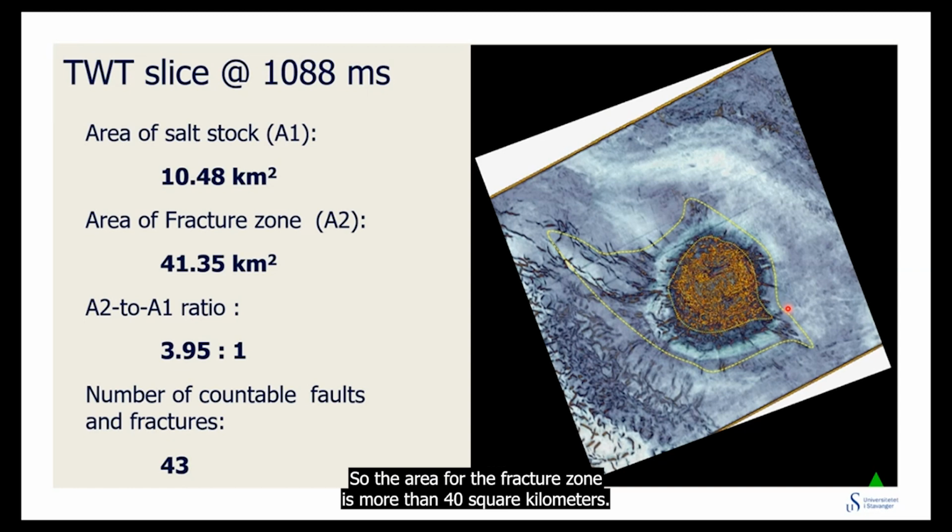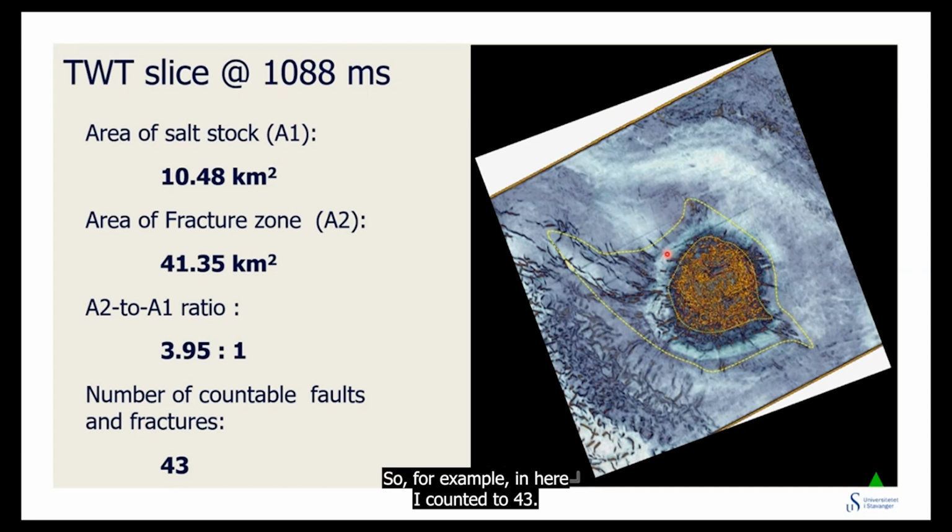The area for the fracture zone is more than 40 square kilometers. If you just do a simple calculation to compare the size of the fracture zone to the salt zone, now you can see the ratio would be almost 4:1. That means the size of the fracture zone is 4 times that of the salt stock. And this time slice allows me to count how many faults or fractures were developed in this time slice.